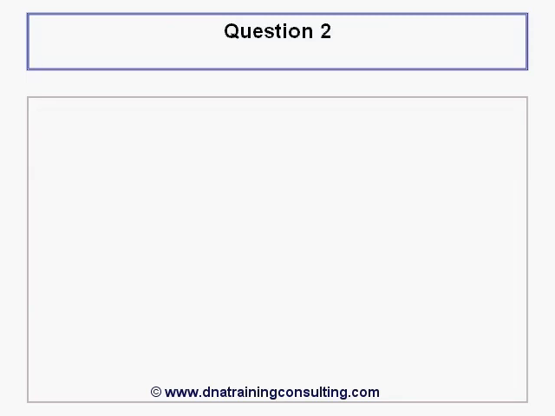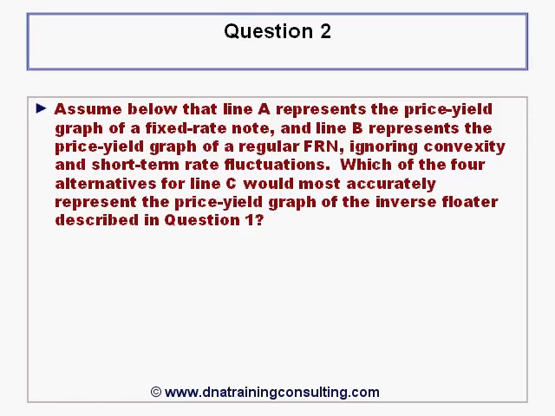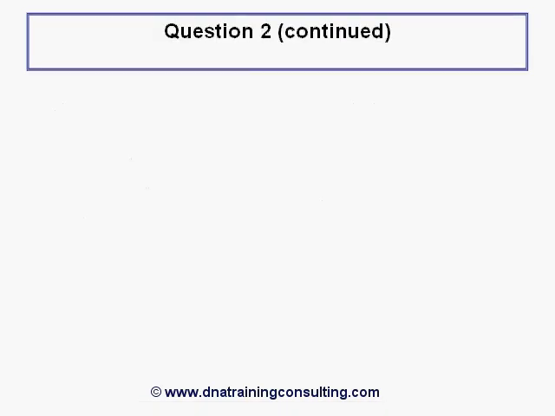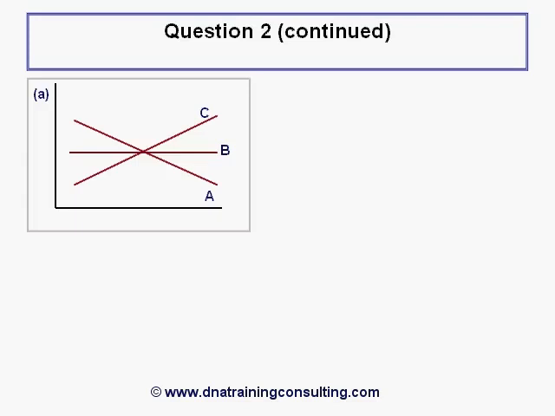Question 2. Assume below that line A represents the price-yield graph of a fixed-rate note, and line B represents the price-yield graph of a regular FRN, ignoring convexity and short-term rate fluctuations. Which of the 4 alternatives for line C would most accurately represent the price-yield graph of the inverse floater described in the preceding question? Here are the 4 alternatives.